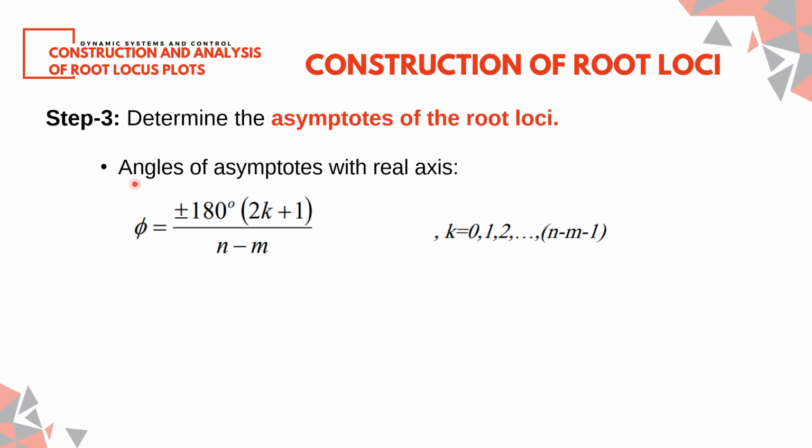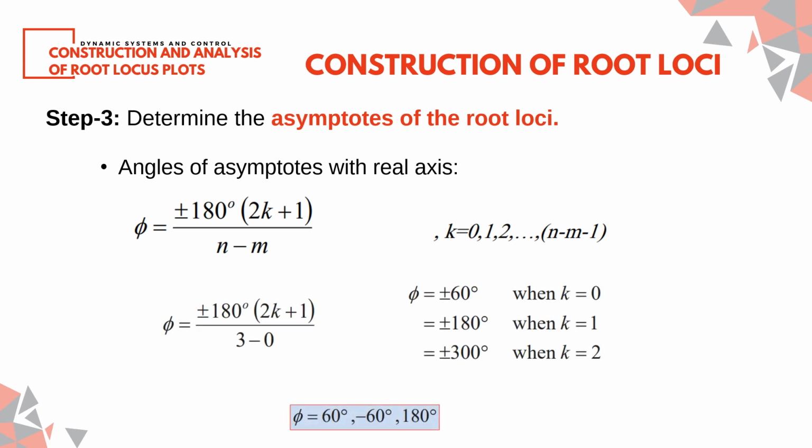And to calculate the angles of the asymptotes with the real axis, we have this equation, phi is equal to plus or minus 180 degrees, quantity 2k plus 1 all over n minus m, where k is equal to 0 to n minus m minus 1. And from that, we can calculate the angle of the asymptote, wherein k is equal to 3 minus 0 minus 1, which is equal to 2. So the maximum value of k is 2. So we have 0, 1, and 2.